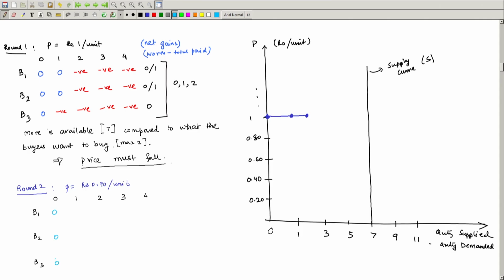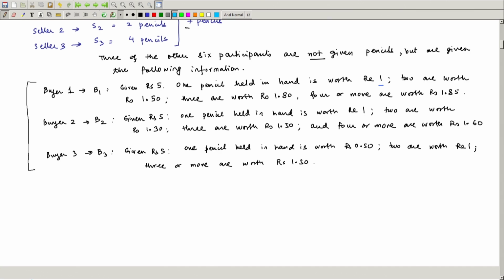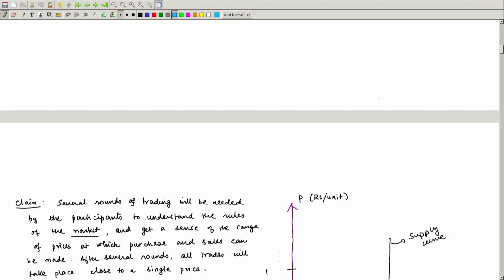Now, let us look at buyer 1 and let us say if buyer 1 wants to buy 1 pencil, what is going to happen? So, recall the information that is given here. 1 pencil held in hand is worth 1 rupee to buyer 1. Now the price of a pencil is 0.9. So, if he wants to buy a pencil, he will pay 0.9, get that pencil which is going to be worth 1 rupee to him. So, his net gain is going to be 1 minus 0.9, which is 0.1. So, let us capture that.